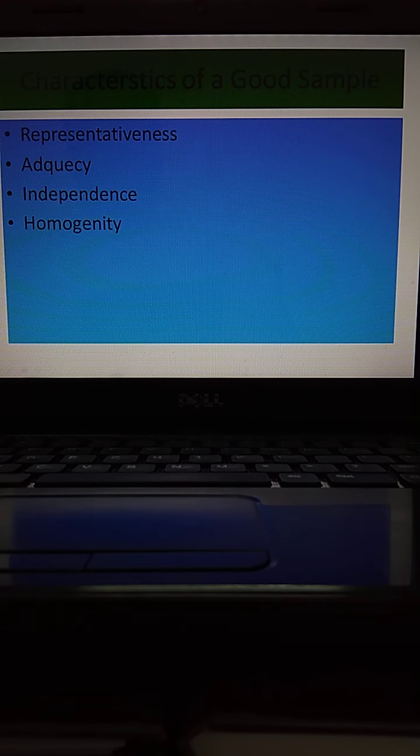This characteristic is very, very important. The sample, whichever is selected by you, I mean to say the researcher, should be truly representative of the population. Adequacy.